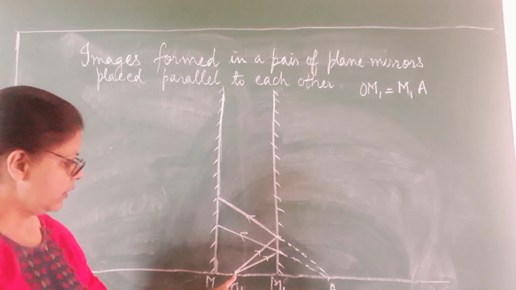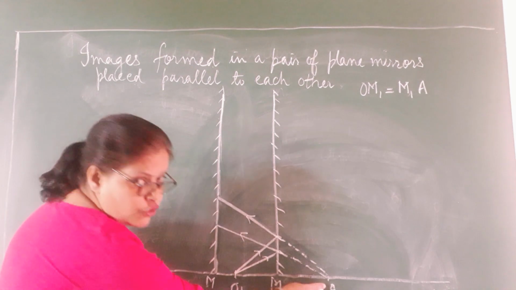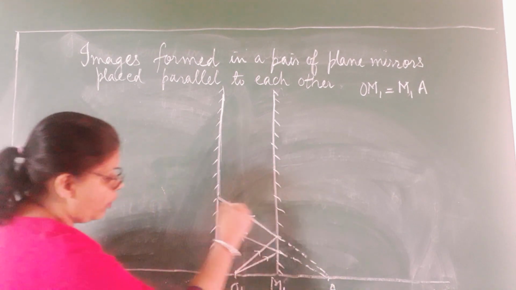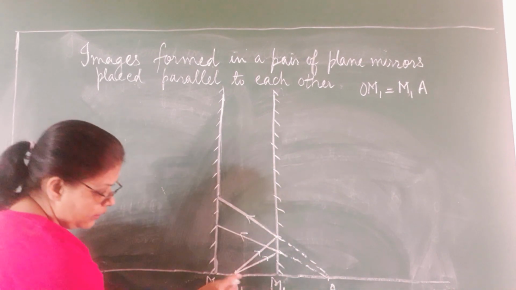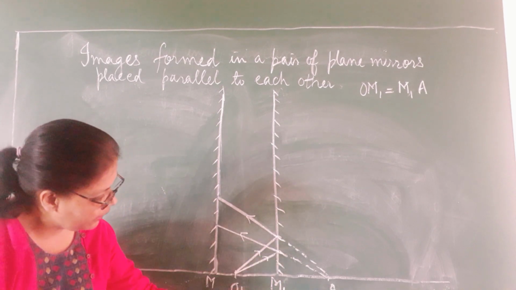You have placed the object. This object forms an image here. Now this image children, this image forms an object for the second mirror. See, I took the object here, children. I have taken the object that forms an object for mirror M1.